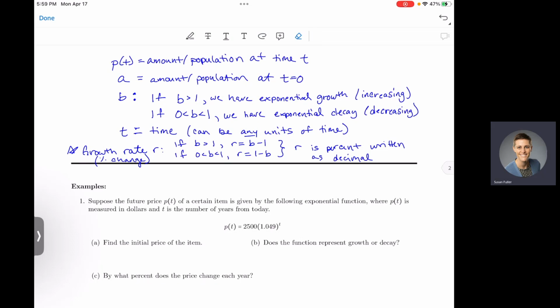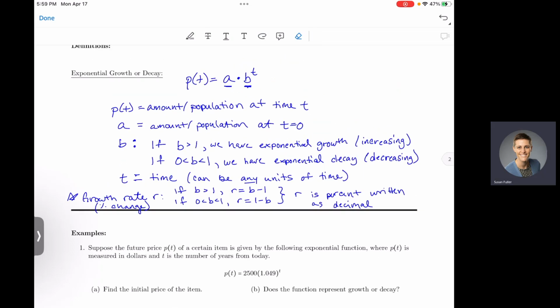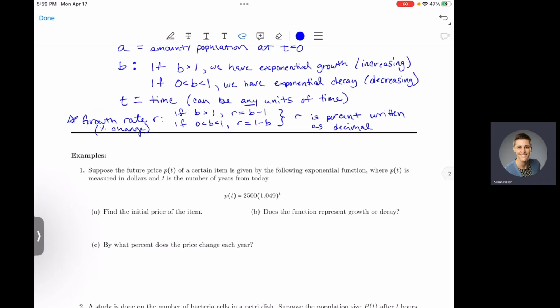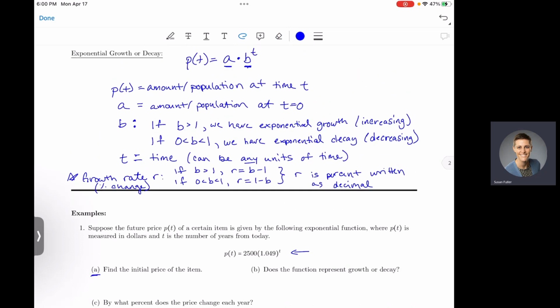Okay, so let's do a couple of examples. That's what exponential growth or decay looks like. All right, first example. Suppose the future price, P of t, of a certain item is given by this exponential function. P of t is in dollars, and t is the number of years from today. All right, we are asked A for the initial price of the item.